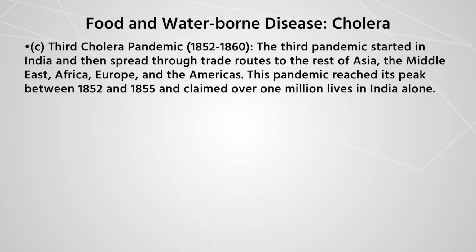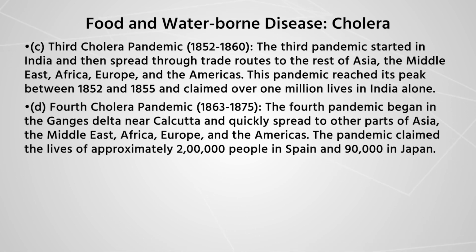The third cholera pandemic started in India and then spread through trade routes to the rest of Asia, the Middle East, Africa, Europe and America. This pandemic reached its peak between 1852 to 1855 and claimed over 1 million lives in India alone.